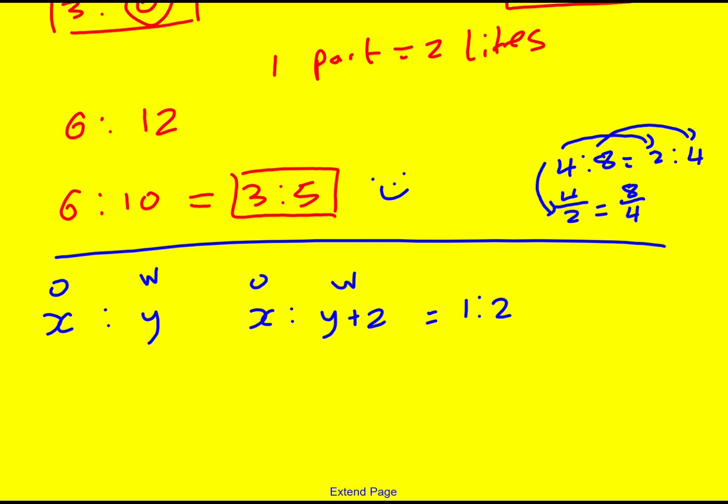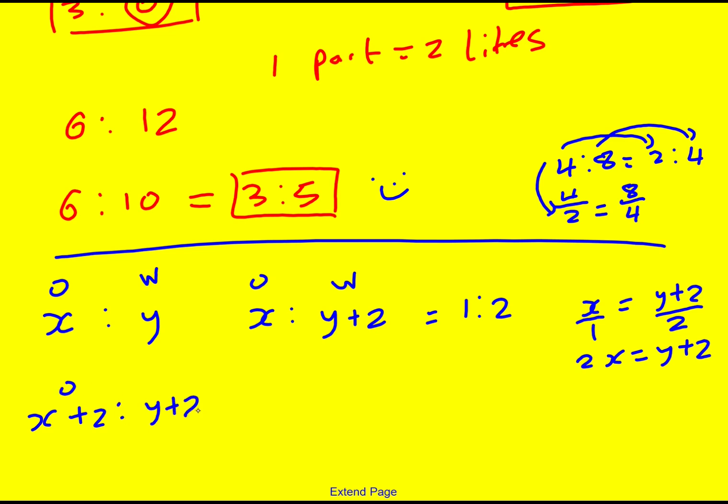So I can do exactly the same here. I can say that x over 1 is y plus 2 over 2, which actually means that 2x is y plus 2. Okay, and then we also have that x plus 2, when I add my 2 liters of oil, to y plus 2, because I still have this extra 2 liters of water, was equal to 2 to 3.